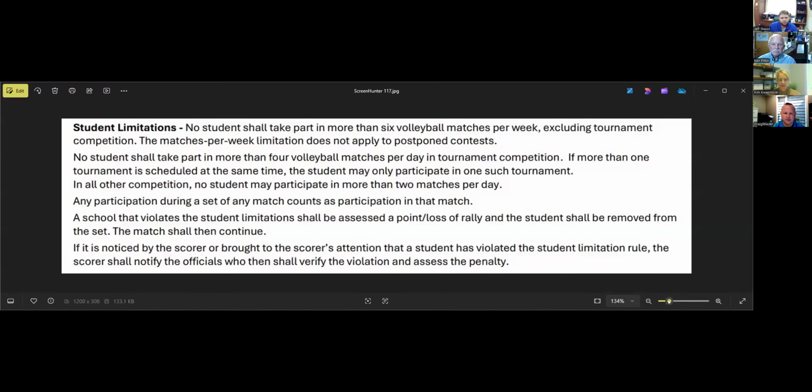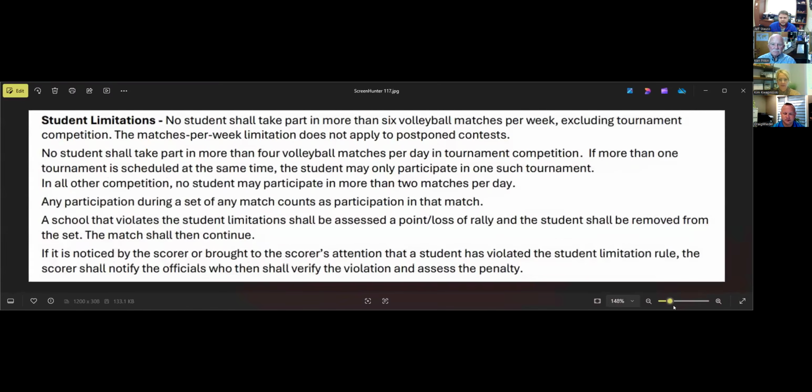What I've had in terms of questions early on in the season is if we have those girls that swing back and forth between, say, varsity, JV, C team, freshman, amongst those different levels, how many matches can they play in a single day? And so I've shared this information here. It's in the volleyball manual. I think it's on page 10 or 11 in the volleyball manual.